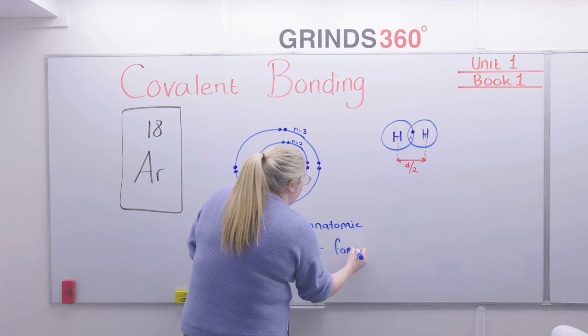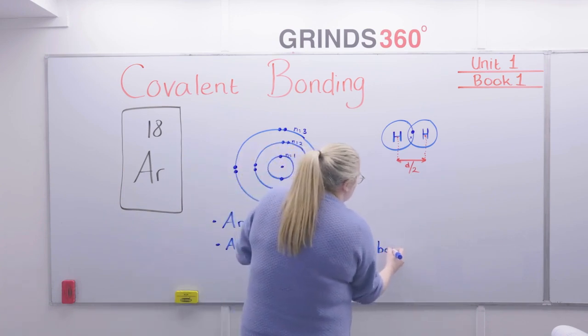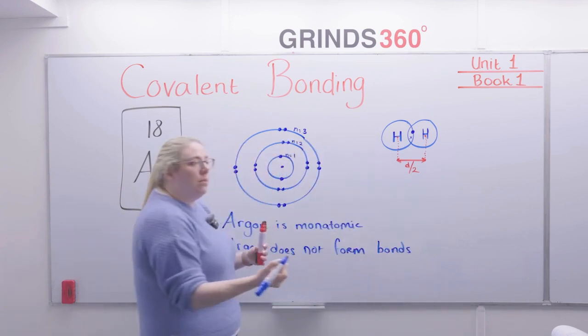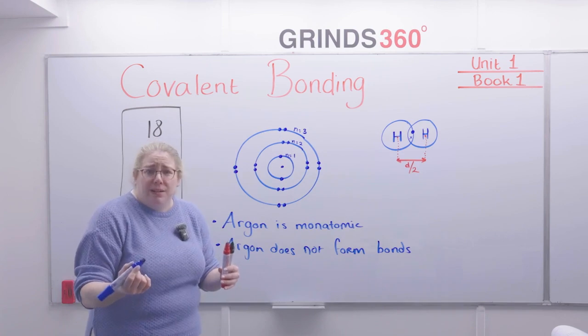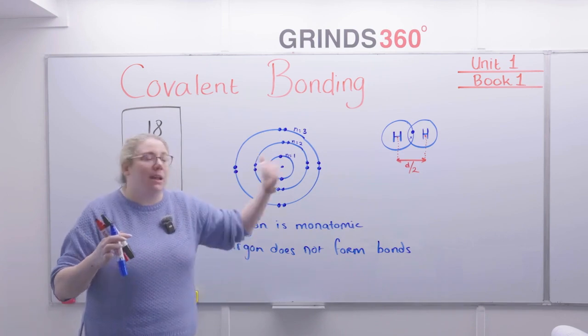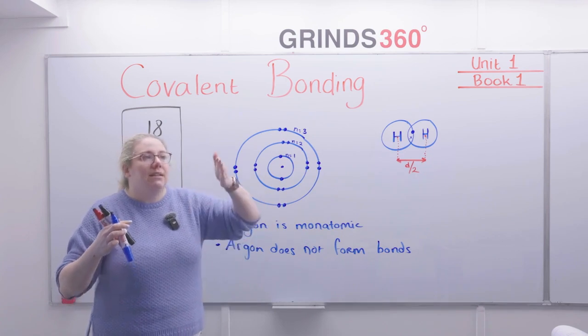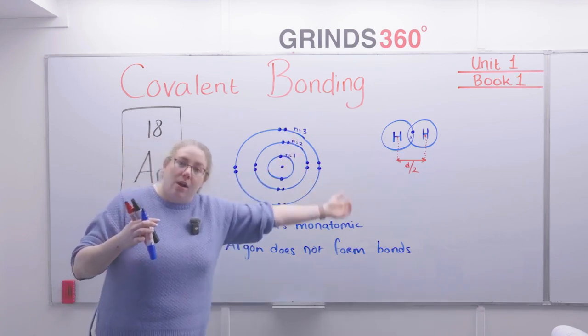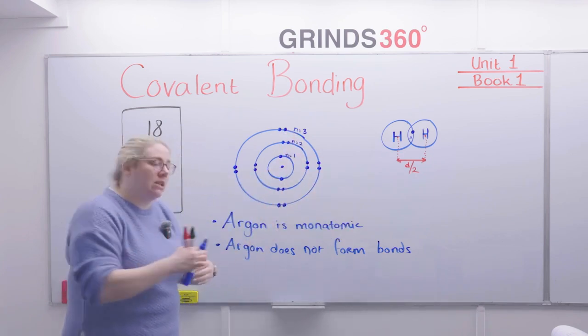Now, it's not enough here. A lot of students got caught out where they said argon does not form bonds. No, it doesn't, but in order for you to measure the atomic radius, it has to be specific and link it back to the definition. You're saying that it doesn't form bonds to another argon atom, because that's how you measure the atomic radius.